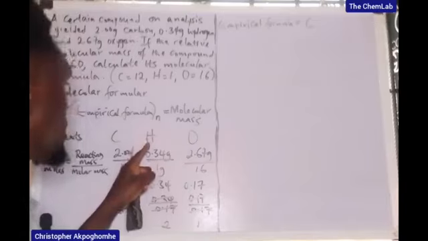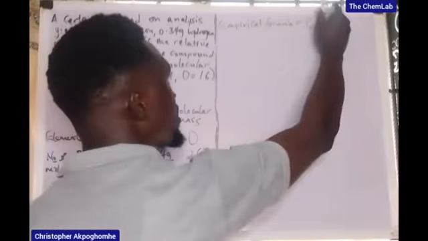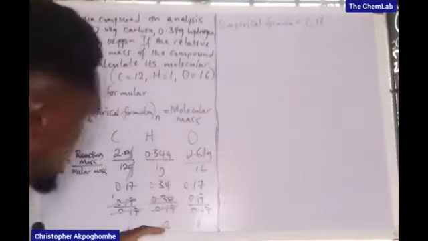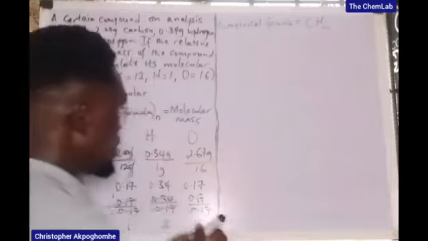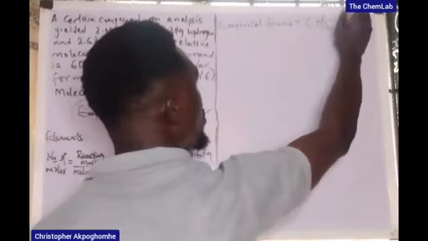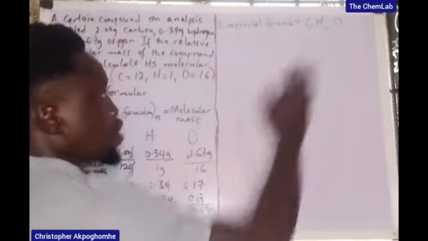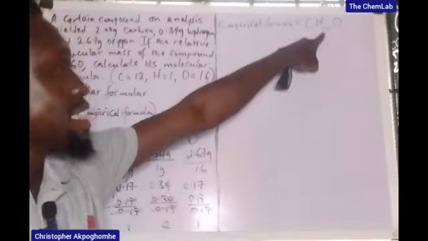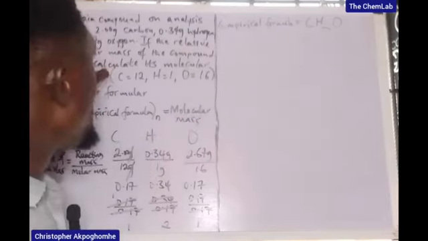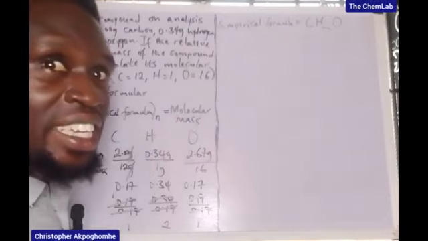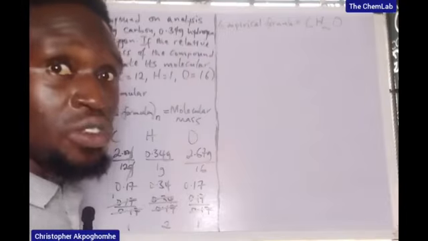Then the next element is hydrogen. Now, the number of atoms is how many? 2. So you put the 2 as a subscript. Then oxygen is the next. O. The number of atoms is 1. So we can leave it like that. So this is the empirical formula of the compound that is being analyzed in this question that was given to us.